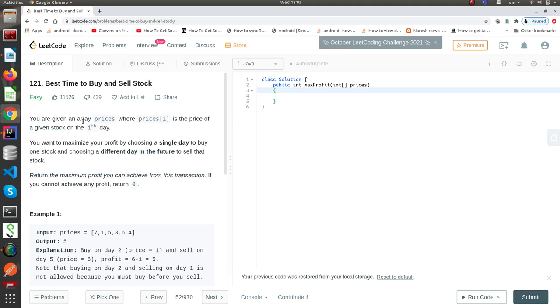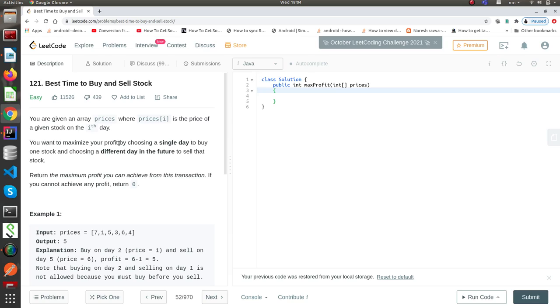So here you are given an array of prices, where prices[i] is the price of the given stock on the ith day. The stock price on the first day is 7, the second day is 1, the third day is 5, the fourth day is 3, the fifth day is 6, and the sixth day is 4. So these are the prices of the given stock on those days.